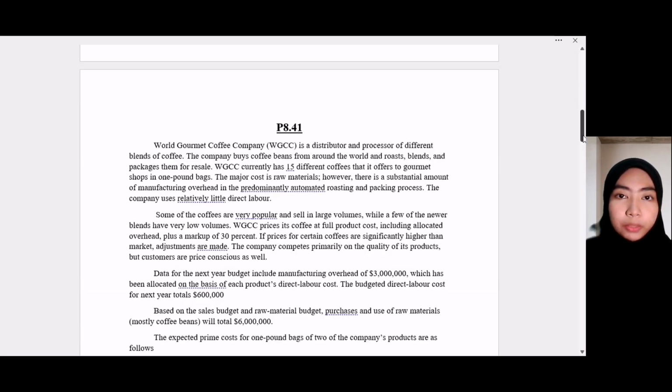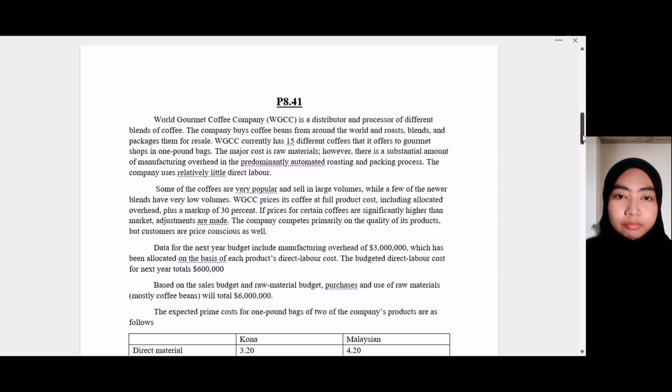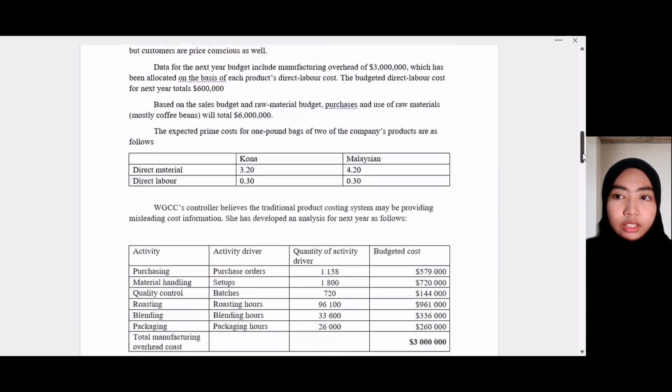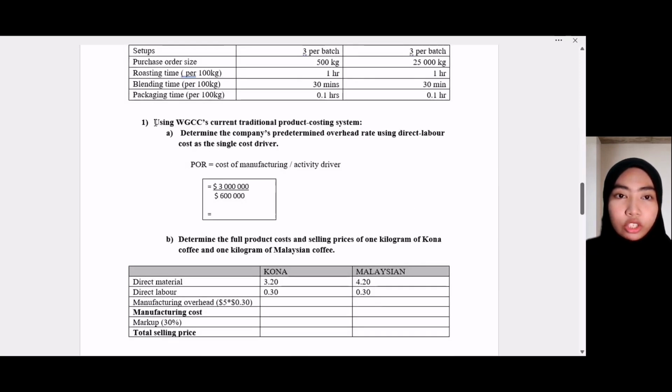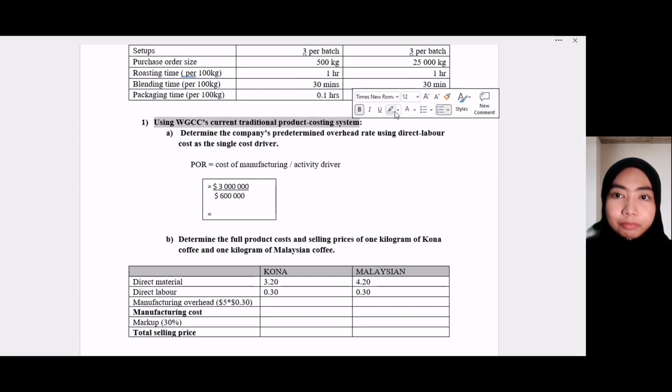Okay, for today I will explain the answer for the P8.41 question. Okay, this is the question for P8.41. Let me see the question once. Firstly, question one is to determine the company's predetermined overhead rate using direct labor cost as the single cost driver, using the current traditional product costing system.